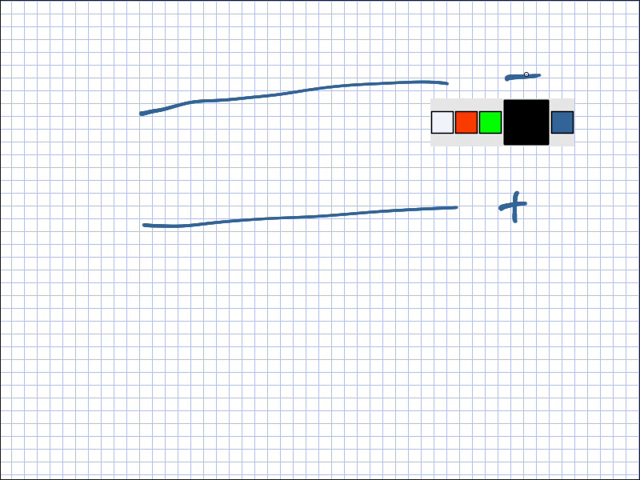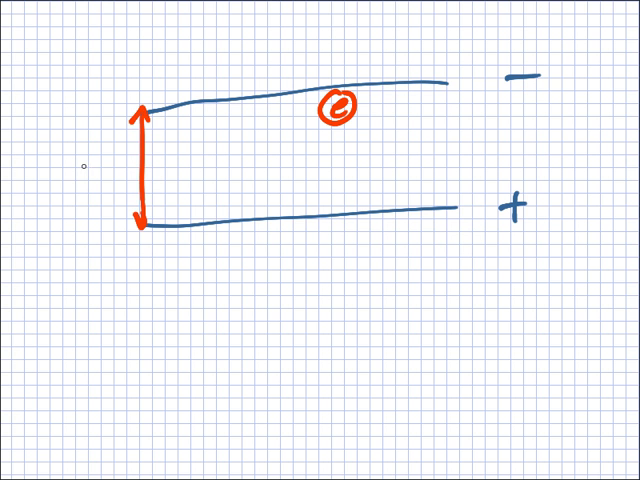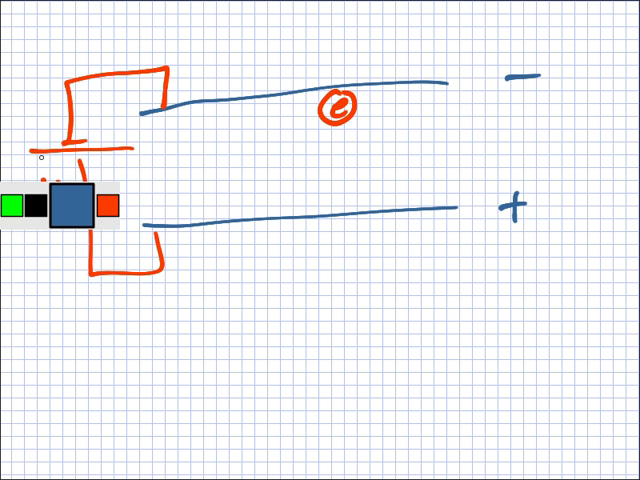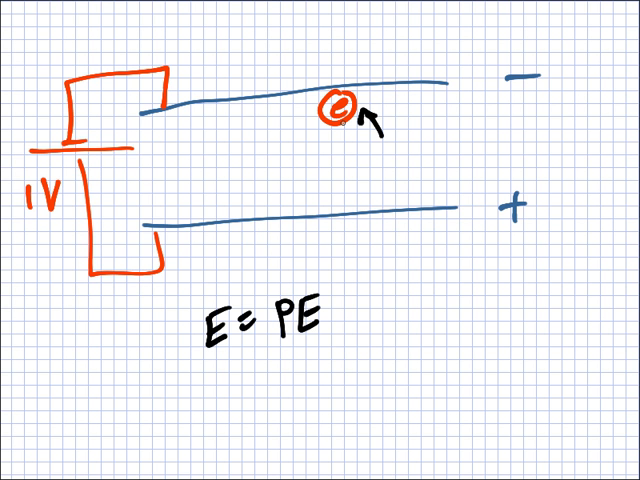So, if you look here, here's the positive plate, here's the negative plate, and here is 1 electron, and here is 1 volt between the plates. So there's a 1 volt, wrong way, 1 volt power supply here, 1 volt. This electron here, it has potential energy, doesn't it? Because it's about ready to accelerate and get kinetic energy.